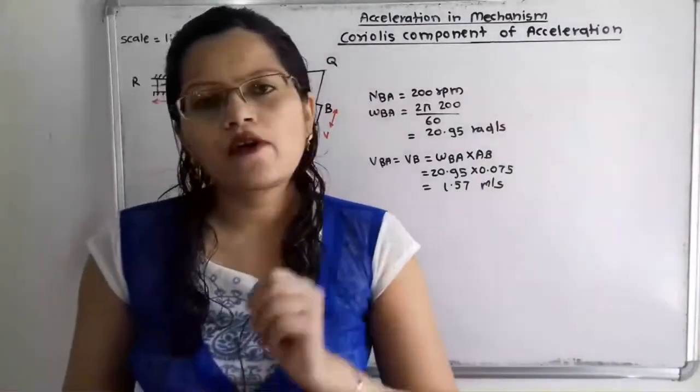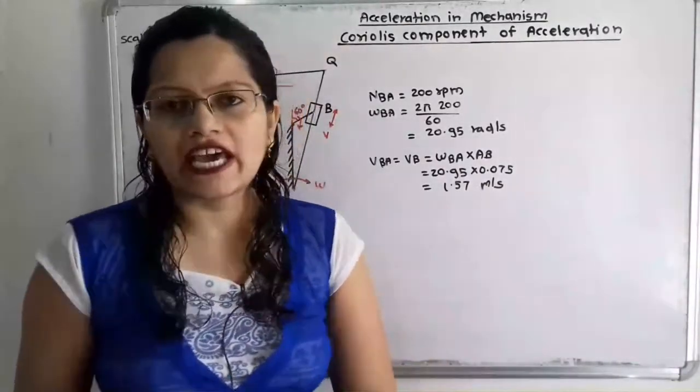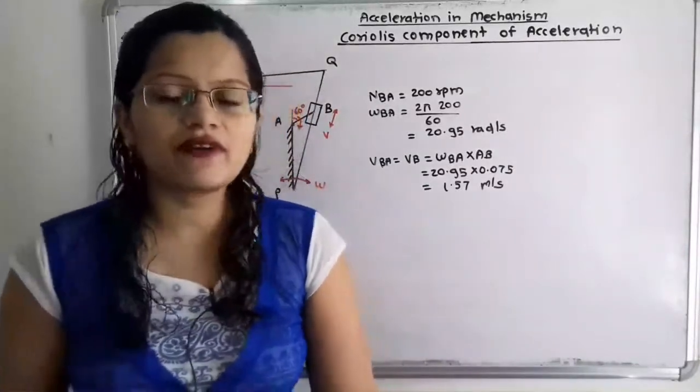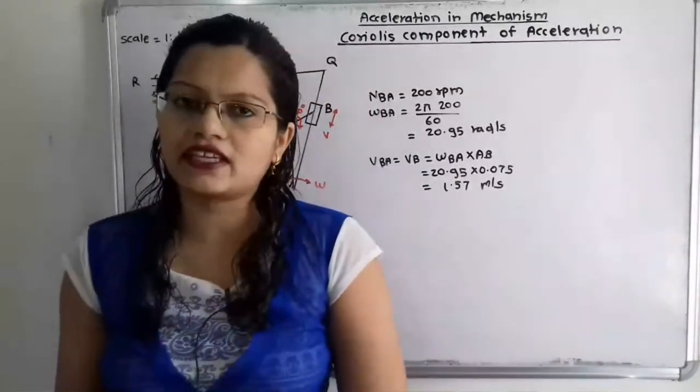So this is about the magnitude, but what about the direction? We know that this linear velocity is in the perpendicular direction to the link.